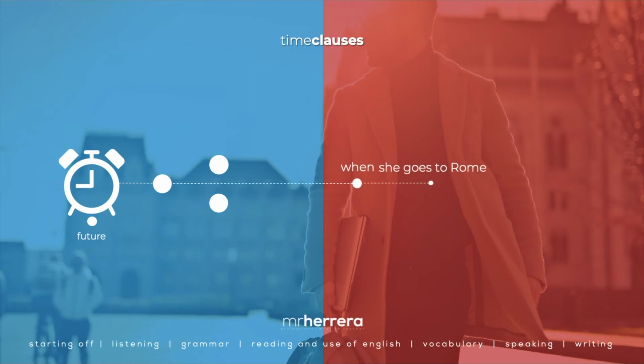When she goes to Rome, she stays with Carla. Notice that I am using simple present in my second clause. So the meaning of that would be that every time that she goes to Rome, she stays with Carla. But if I change my second clause and I use simple future, then the meaning changes. That means that she will go to Rome first and then she will stay with Carla.